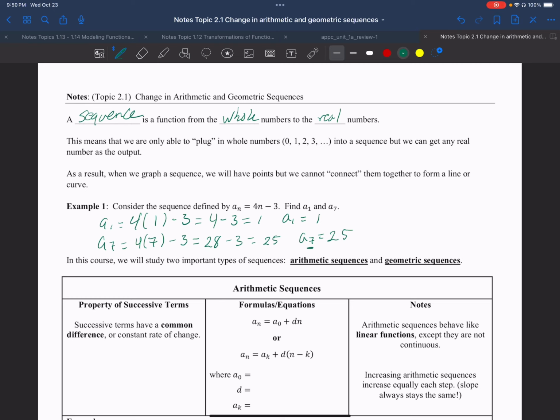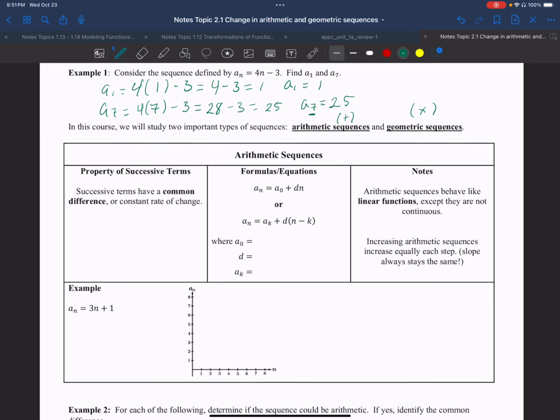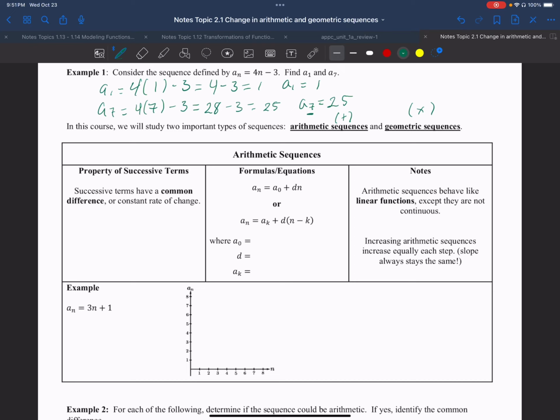In this course, we will study two important types of sequences. The first one is going to be an arithmetic sequence. When you think of arithmetic, think of addition. And then we're going to talk about geometric sequences. When we talk about geometric sequences, think about multiplication. We will look at arithmetic sequences first, and then we will learn about geometric sequences second.